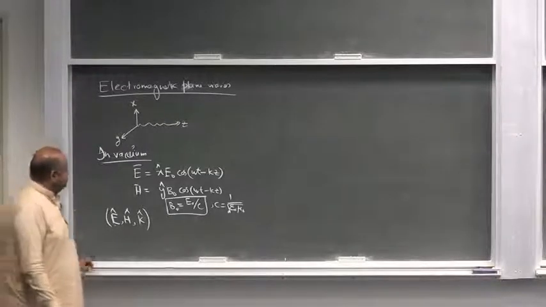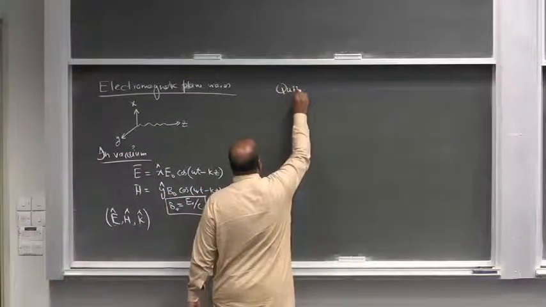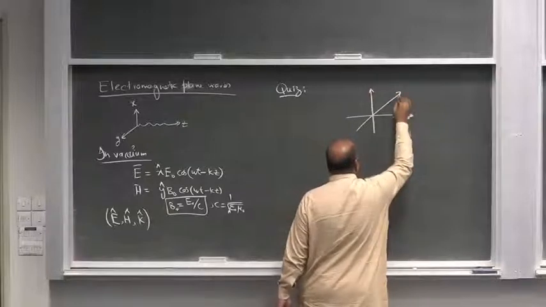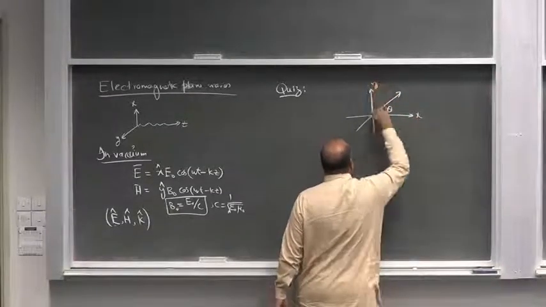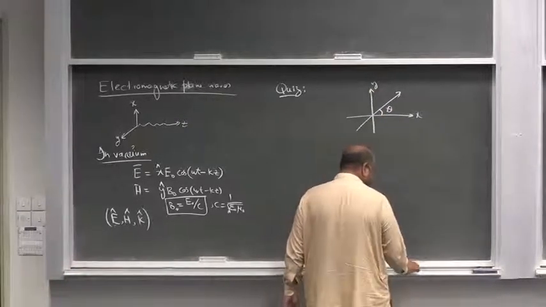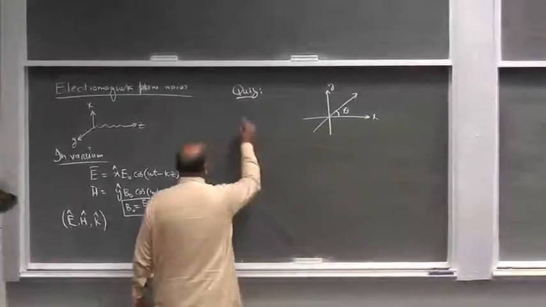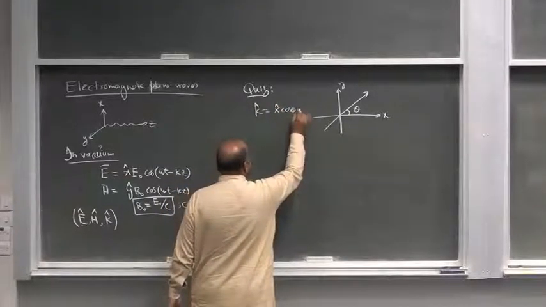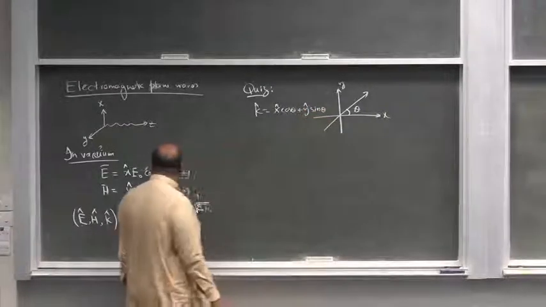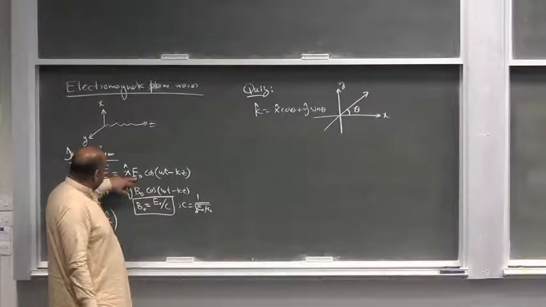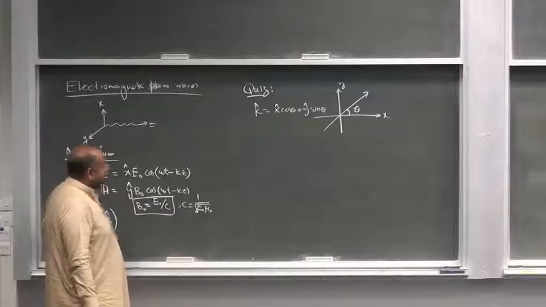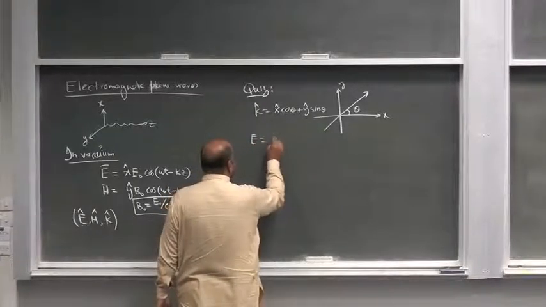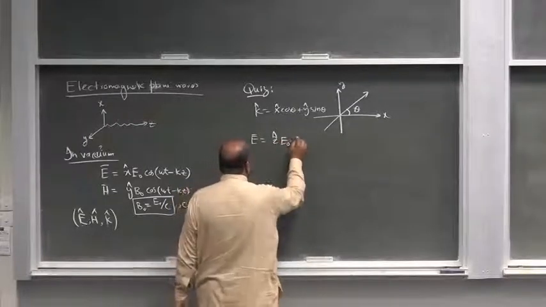We had a quick quiz last time, which was that suppose the plane wave is propagating in the xy plane, making an angle theta with the x-axis. So the direction of propagation, let's call it k hat, is x cosine theta plus y sine theta. So we have to choose electric field and magnetic field such that they fulfill this criteria. So we wrote the electric field by arbitrarily choosing it to be along the z-axis with some magnitude E naught.